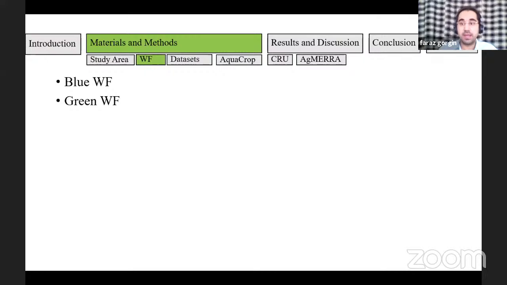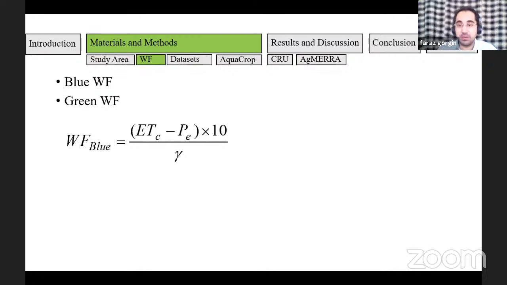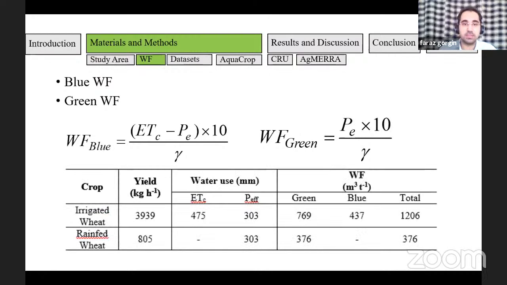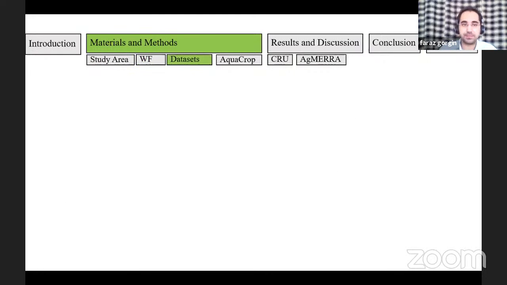The concept of the WF consists of two elements, which are the blue and the green WF. The blue WF is the volume of water which is used in the production of crops. It is also known as net water requirement. On the other hand, we have the effective rainfall, which is stored in the soil and supplies crop water demand, known as the green WF. The two elements are determined as below, and this is a table to help us find the parameters.